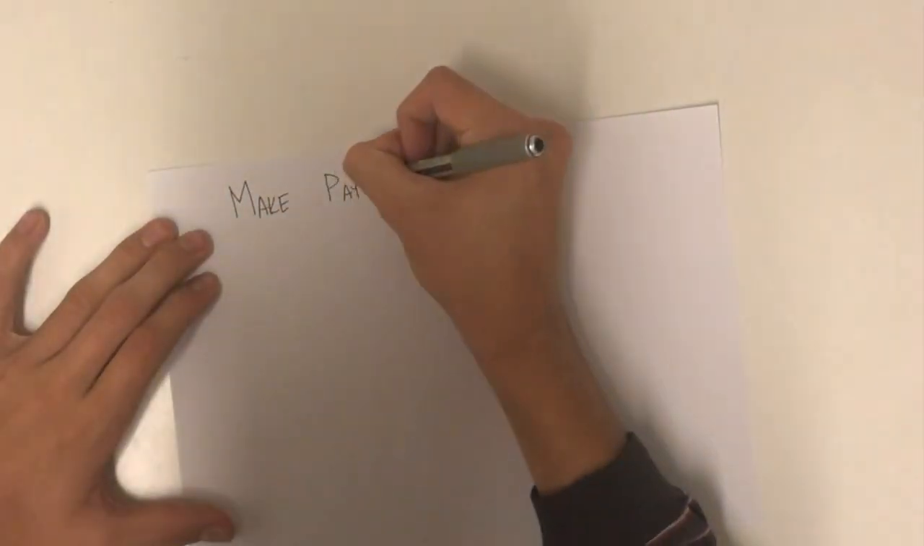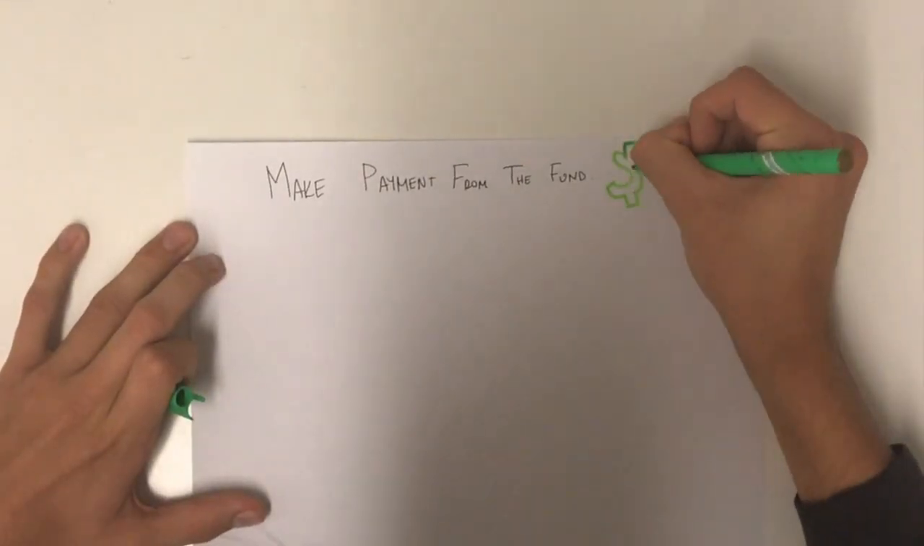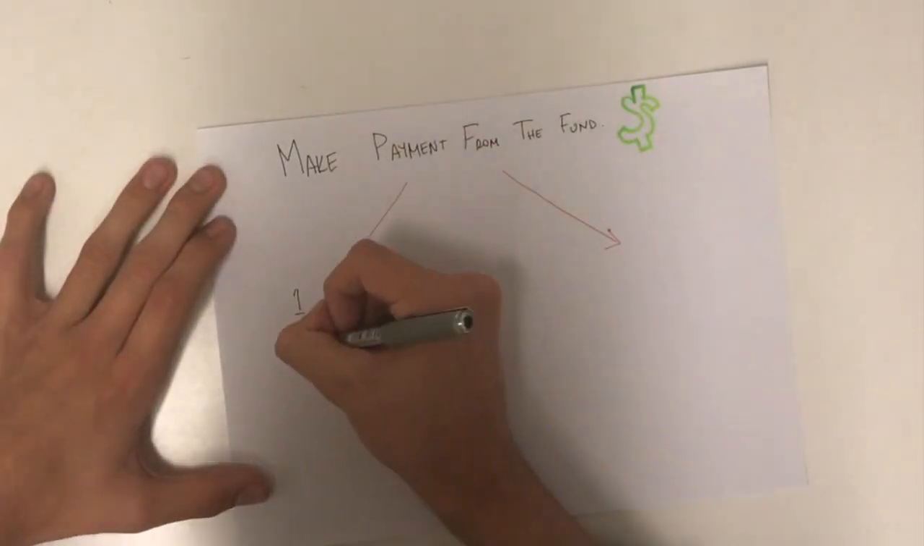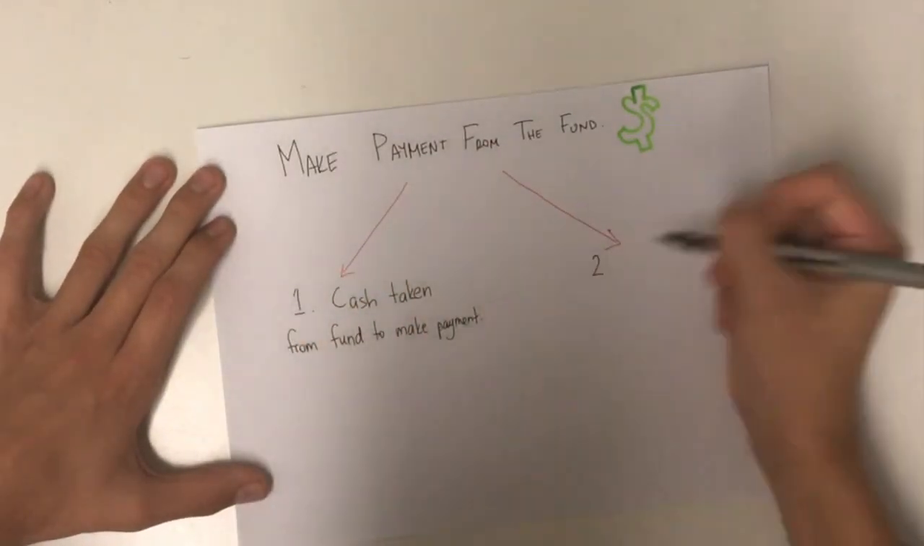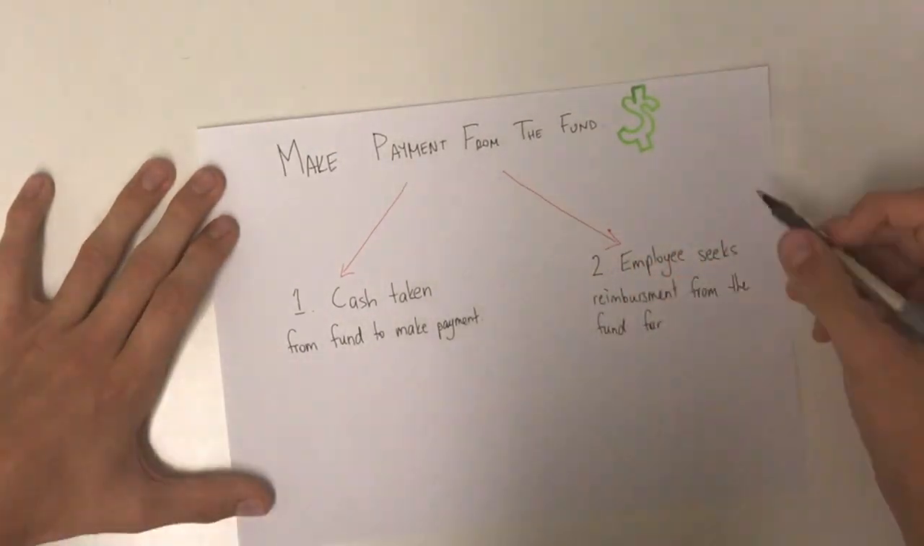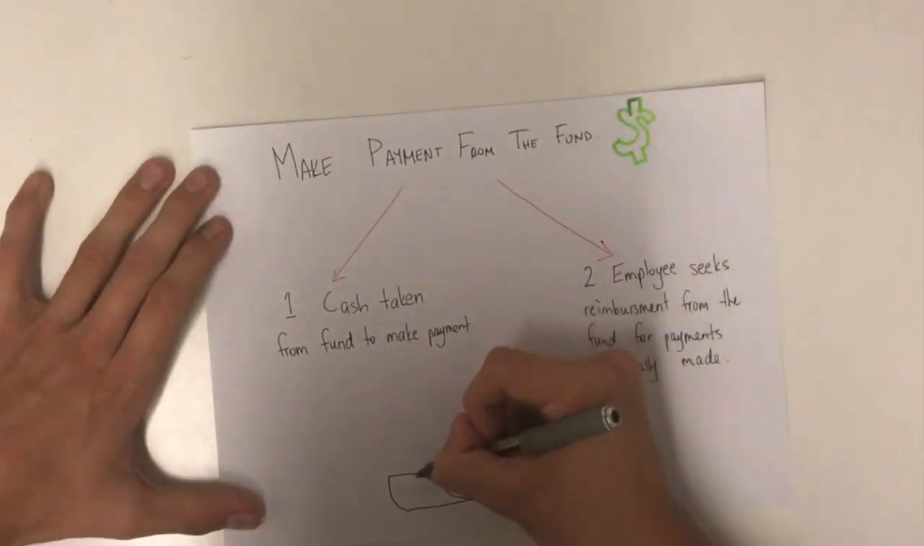Secondly, making payments from the fund. After the fund is established, the cash is used to pay for relevant expenditures, and this is generally done in one of two ways. 1. Cash is taken from the fund to make payment, or 2. Employees can seek reimbursement from the fund for payments that they have personally made. No journal entries are made, and hence it is important for the custodian to collect receipts.